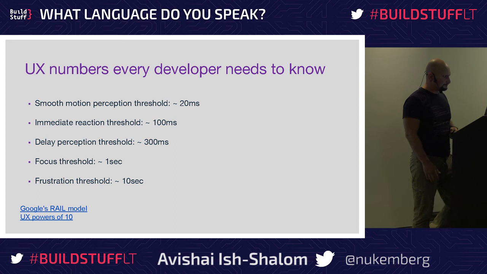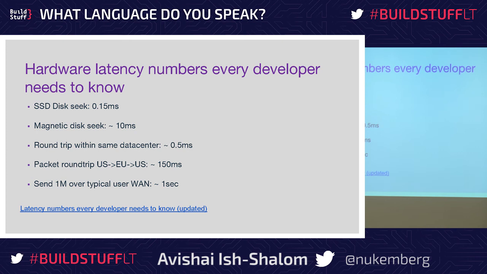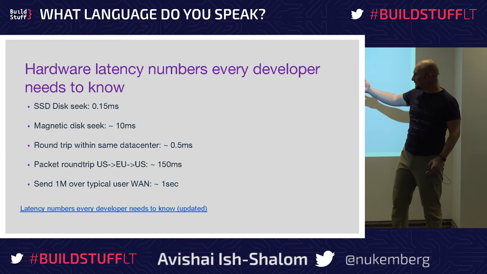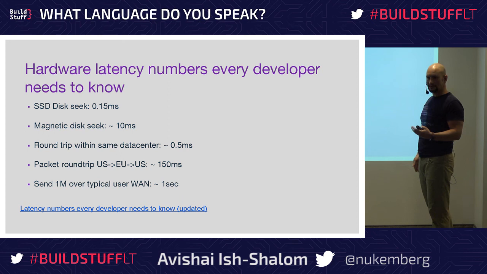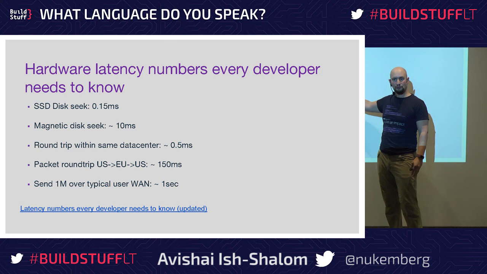Hardware, also physical limitation that we have to take into account. Speed of light is not going to change. Okay? Some of the numbers are going to change because of technology. For example, you see the difference between magnetic disk and SSD. Okay? But again, those are hard numbers. If you're working inside a data center, okay, then this is the time you should take into account when you're dealing with connection timeouts. Okay?